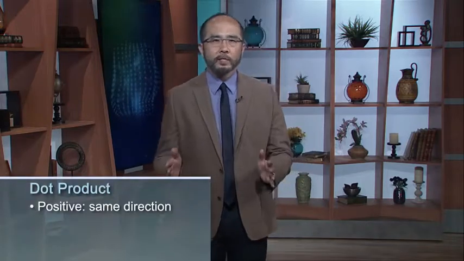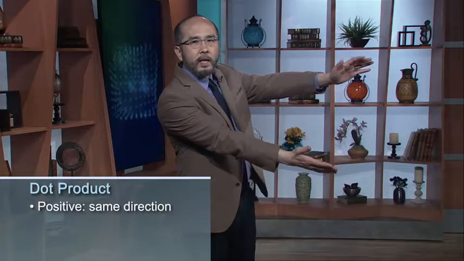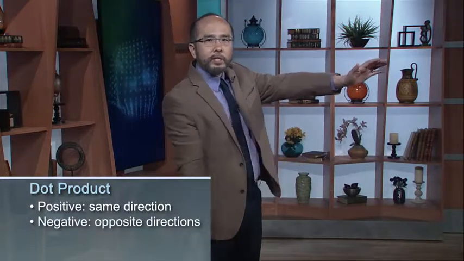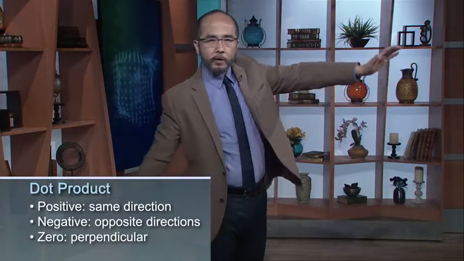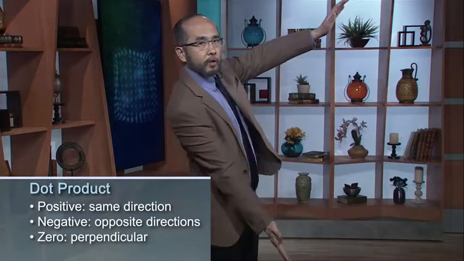If the dot product is positive, the vectors are pointing generally in the same direction. If the dot product is negative, they're pointing in generally opposite directions. And if the dot product is 0, the two vectors are perpendicular.